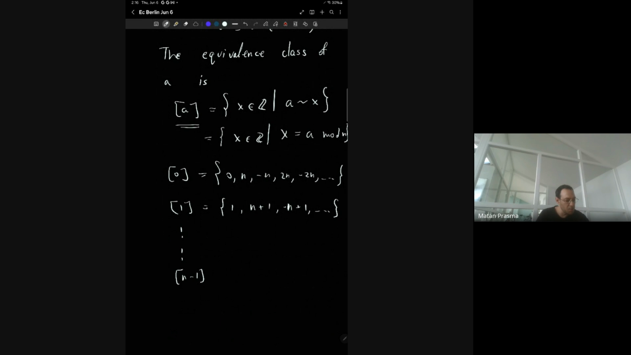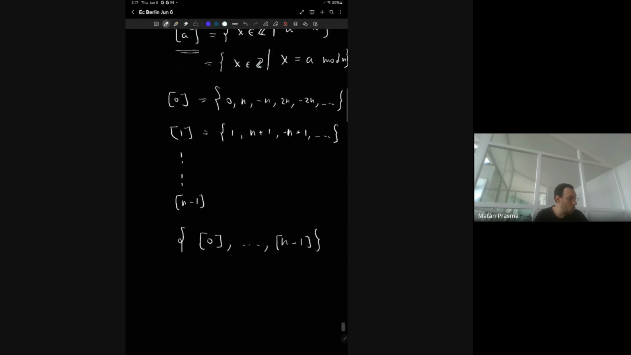So you see, this is a partition of the integers. The collection of all equivalence classes, or if you wish, the collection of all equivalence classes where I run over all elements in Z, is a partition of Z.